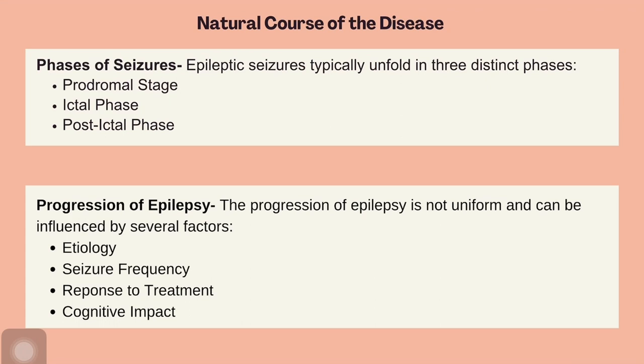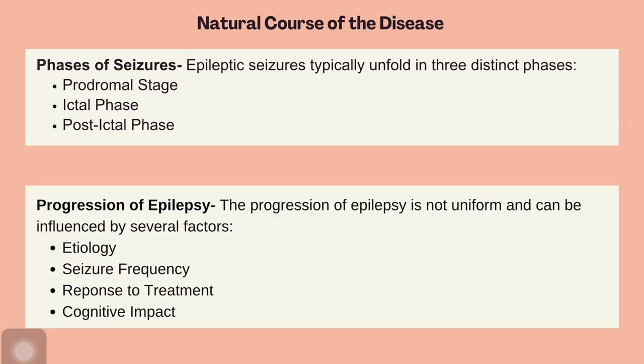This is the warning phase before a seizure where a person might feel unusual or have small symptoms like feeling irritable or tired, but the seizure hasn't happened yet. The ictal phase is the actual seizure itself, where abnormal brain activity causes the person to have a seizure. And lastly is the post-ictal phase. This is the recovery period after seizures, where a person may feel confused, tired, or have a headache as their brain settles back to normal.